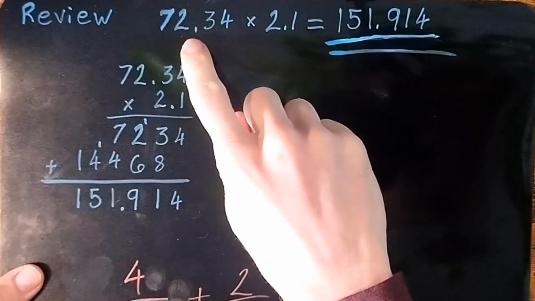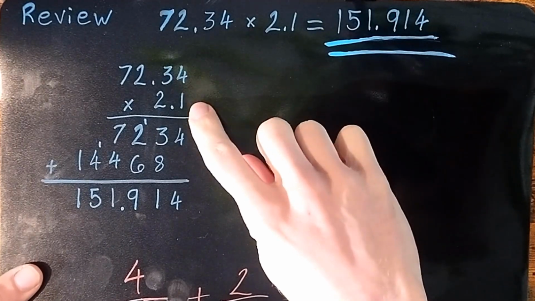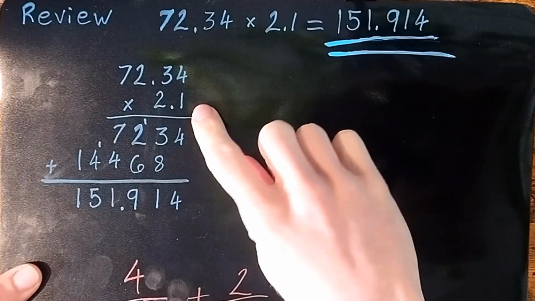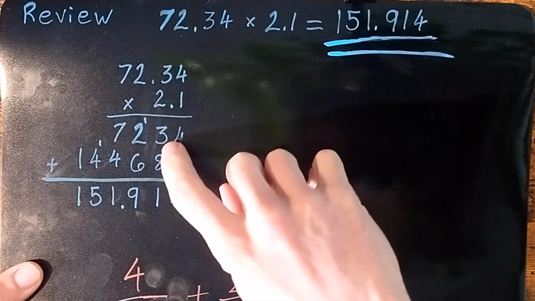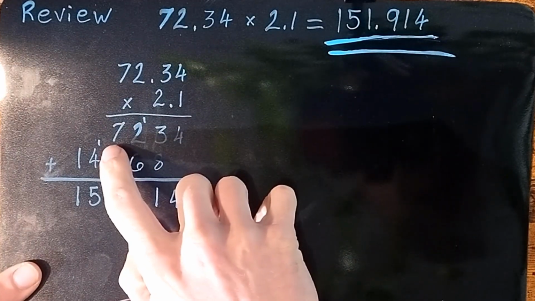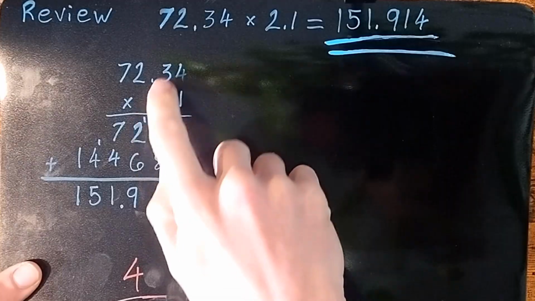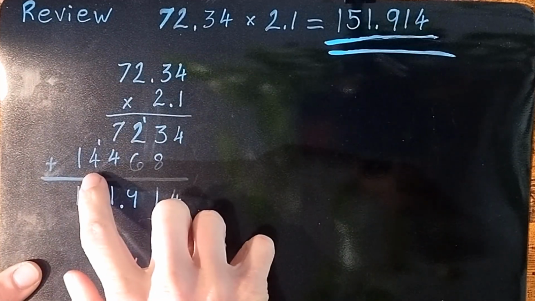Here's a bit of arithmetic review. I have 72.34 times 2.1. I rewrote the problem as long multiplication. 1 times 4 is 4. 1 times 3 is 3. 1 times 2 is 2. 1 times 7 is 7. 2 times 4 is 8, 2 times 3 is 6, 2 times 2 is 4, 2 times 7 is 14.